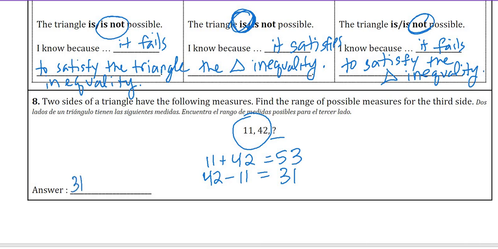So 31 should be strictly less than my question mark, meaning the question mark cannot equal 31, and the question mark should be strictly less than 53, meaning the question mark cannot equal 53. That was the last problem.